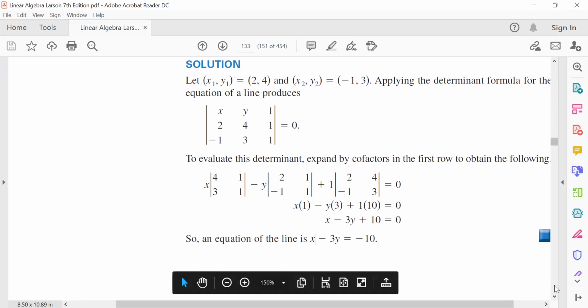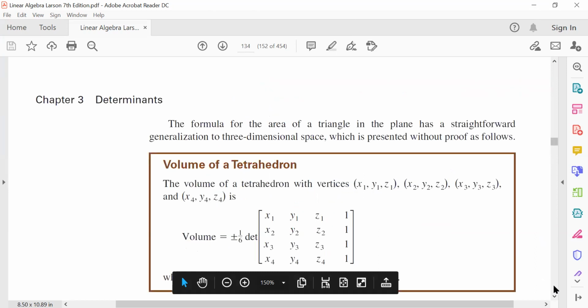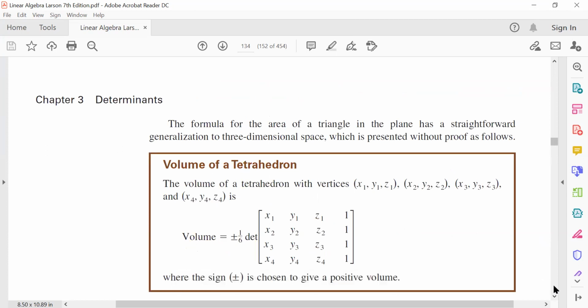But I know what you're thinking. You're thinking, hey, this is 2 dimensions. What about 3 dimensions? Well, guess what? We could do the same basic, similar formula. They're calling it here a generalization. It works for the volume of a tetrahedron.